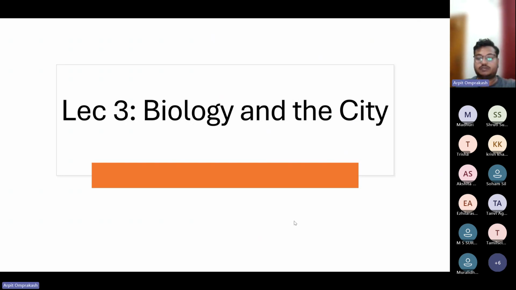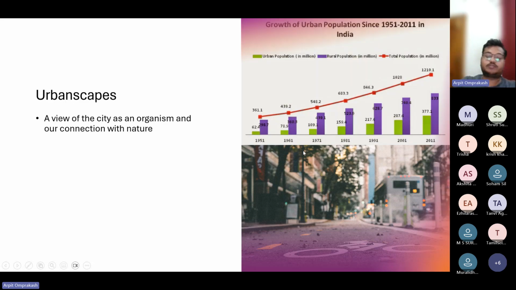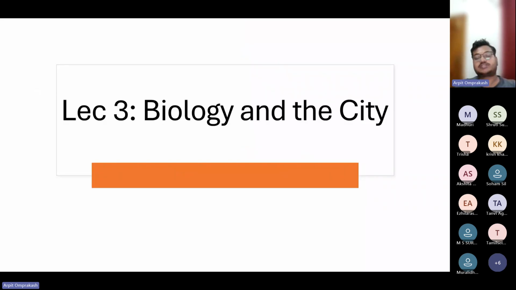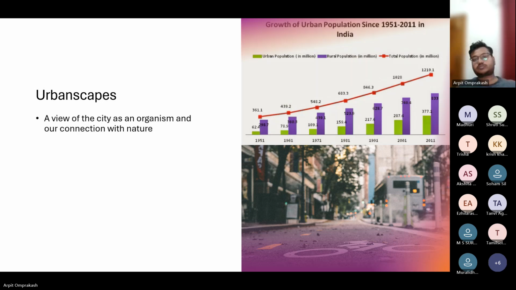Okay, so we'll move on to the third, where we talked about biology and the city. So we talked about urban scapes. Urban scapes are basically a view of the city as an organism and how we as a city connect with nature. So why is this important?